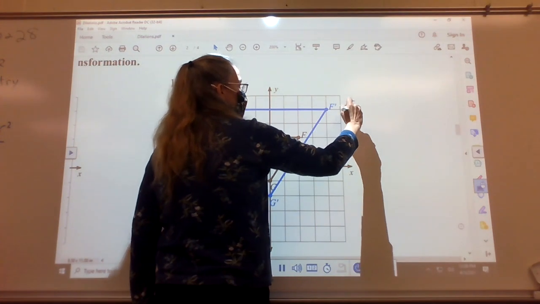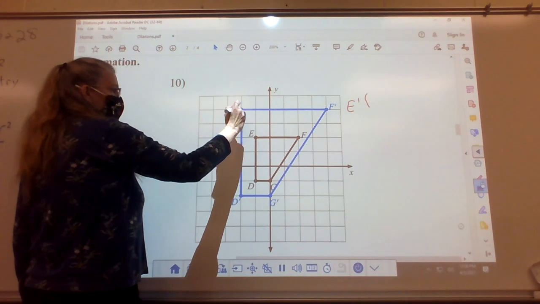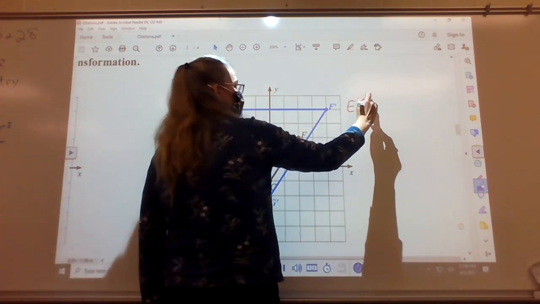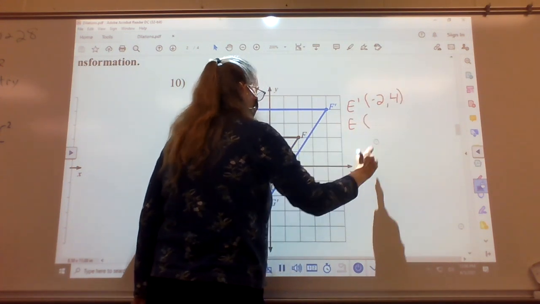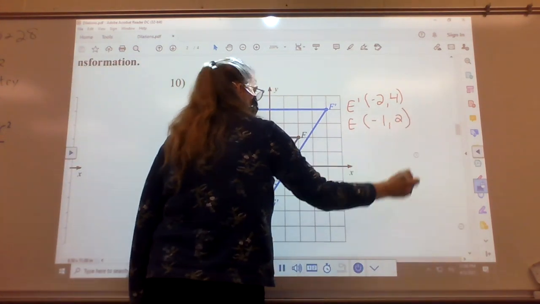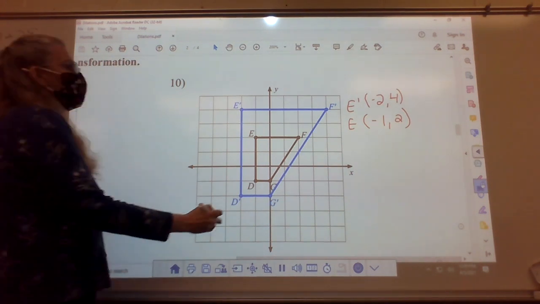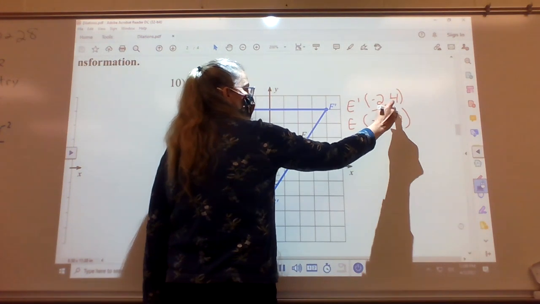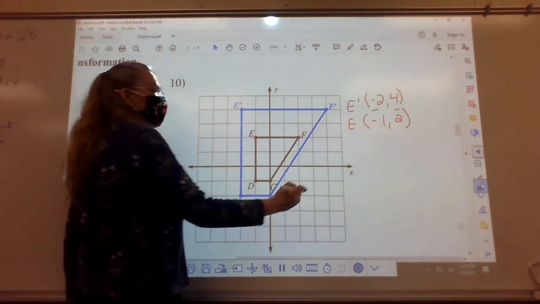So my new E was at -2, 4. So -2, 4. My old E is at -1, 2. New coordinate over old coordinate. Make it a fraction. So I end up either getting -2 over -1 or 4 over 2. Either way, it's just going to reduce down to 2. So I have a 2 dilation.